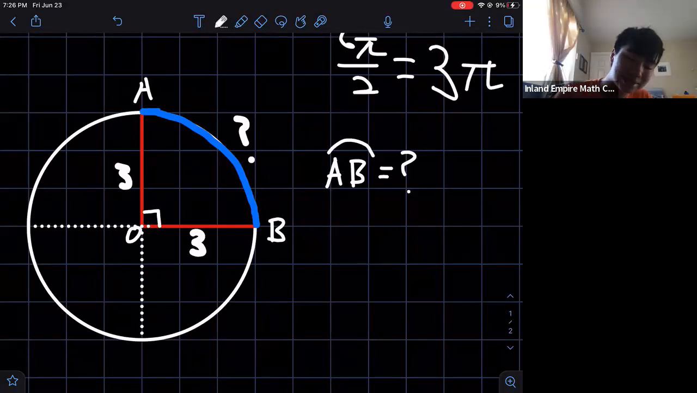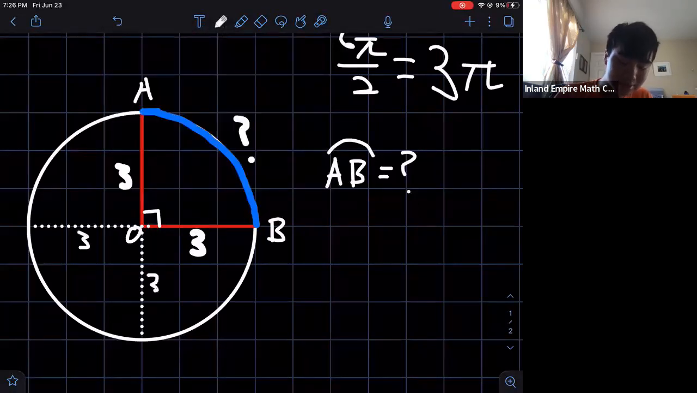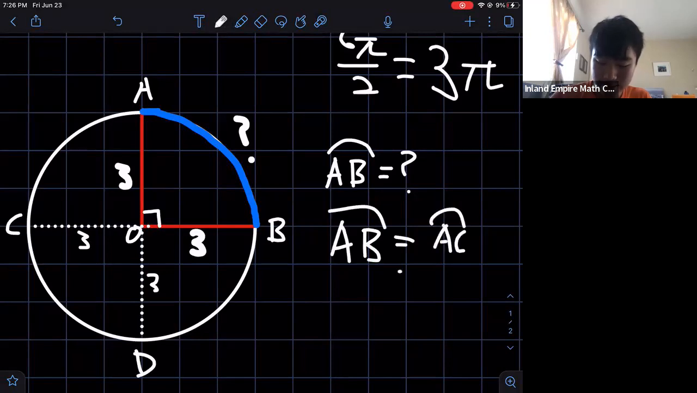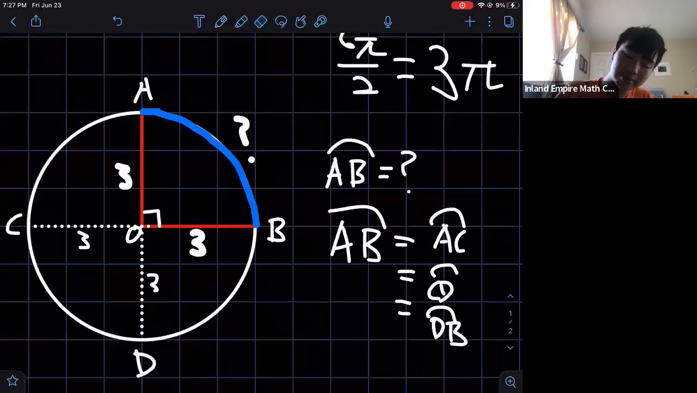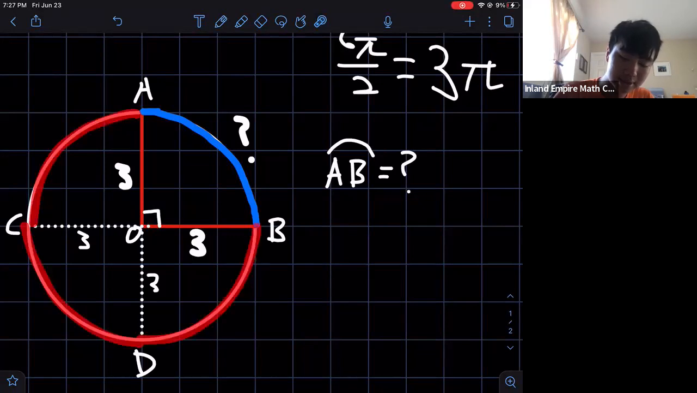In this case, this means that all these side lengths are going to be the same. So this is also going to be 3. This length right here is going to be 3. And these arcs right here, let's label them. Arc AB will equal arc AC, which will equal arc CD, which will equal arc DB. So all of these arcs are going to be the same length.